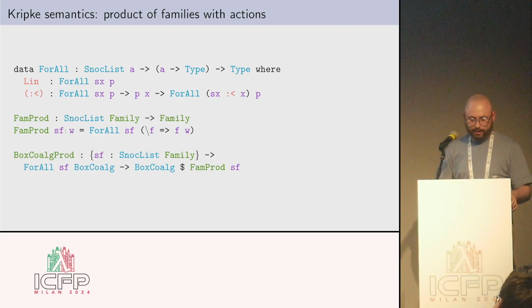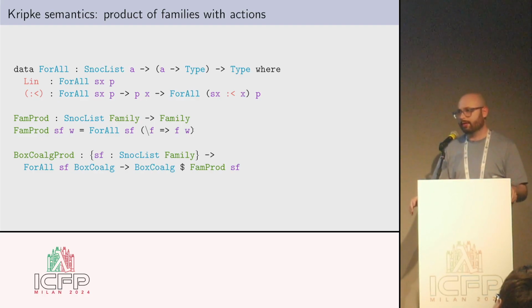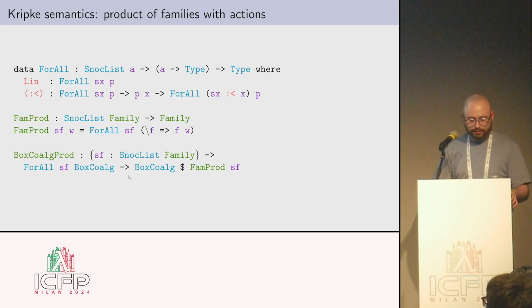And what is this new family at world W? Well, it just says, for all the families that we have, just evaluate each family at world W. So a product of families is just something from each of them, all evaluated at the same world. And also, I haven't written the definition, but we also have an action structure, a box coalgebra structure for the product of all the families, if each of the families themselves has a box coalgebra structure. So this is just a pointwise combination of all the families.